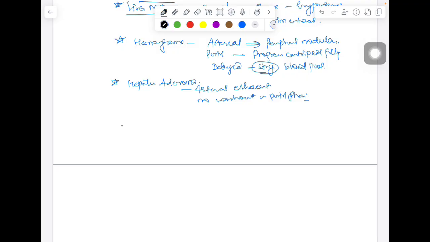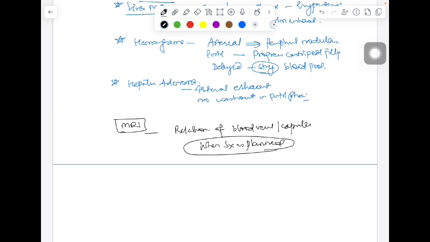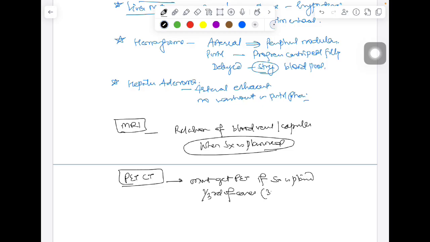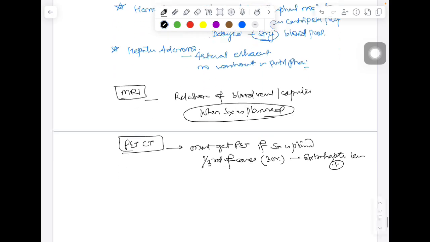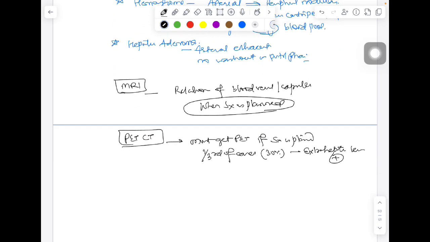Now the third thing we can do is MRI. Where can we do MRI? When we want to look at the relation of blood vessels, capsule, so soft tissue relations, when surgery is planned. If we want to remove this metastatic focus, get an MRI done. Then PET CT. We must get a PET CT if surgery is planned. Sometimes in one third of cases, that is 30%, an extrahepatic lesion is noted, and a futile surgery has been deferred. So PET CT is also good.